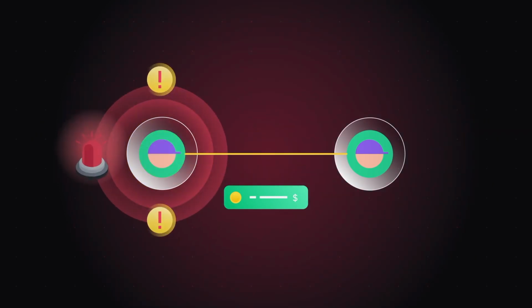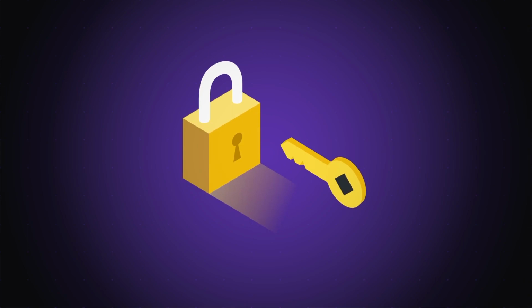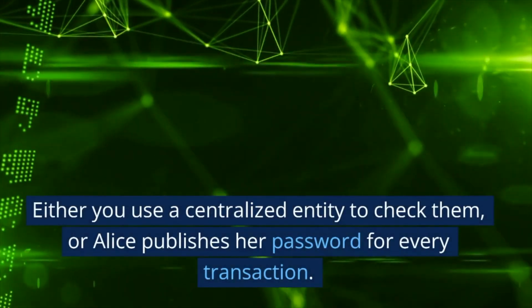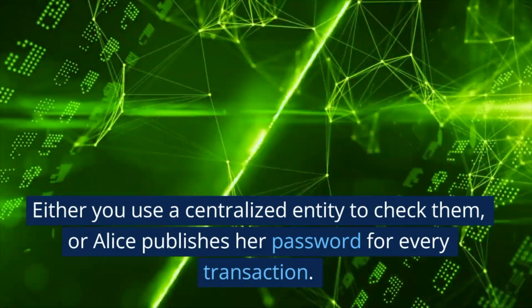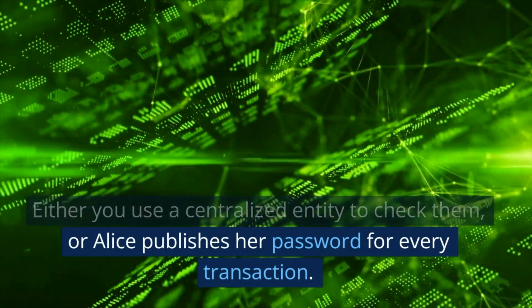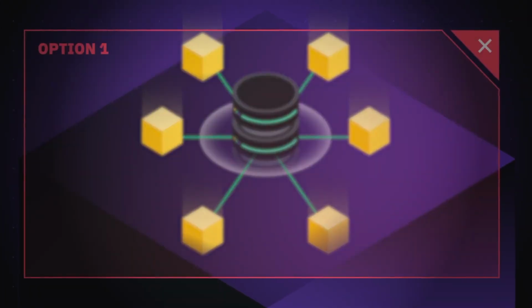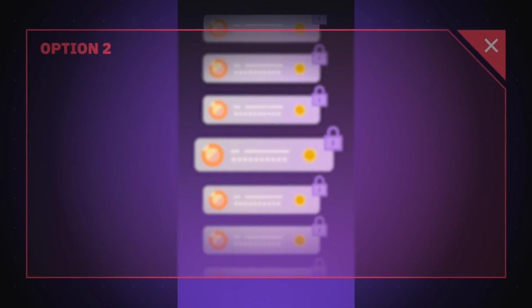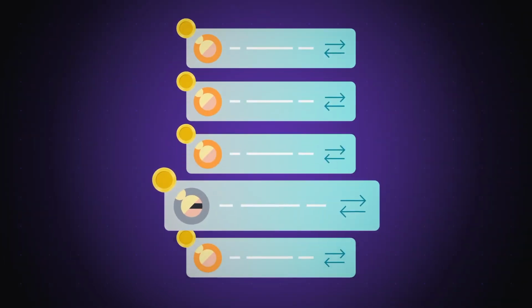Maybe you could have some kind of password system, but that gives you two options. Either you use a centralized entity to check them, or Alice publishes her password for every transaction. The former doesn't work. In a decentralized setting, you might as well just use a regular database. The latter doesn't work because everyone would know Alice's password. After her first transaction, anyone could make a transaction masquerading as her.